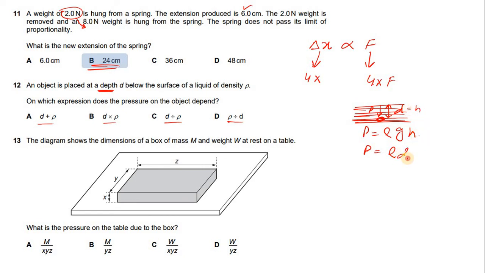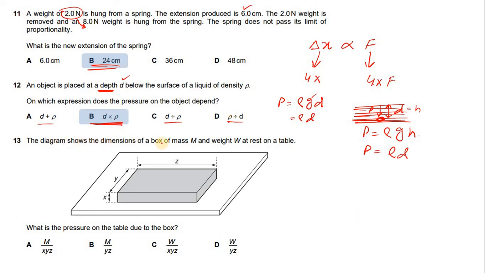So rho into D. So density and depth are multiplied. Sometimes we use H, sometimes we use D. These are just symbols. The general formula is rho G H. H is generally used for height, but here we use depth. In the question, they are using D for the depth. So you can write the formula for pressure P is equal to rho G D. If you ignore G, then rho into D, the product of density and the depth. So the option must be B, not A, C and D.